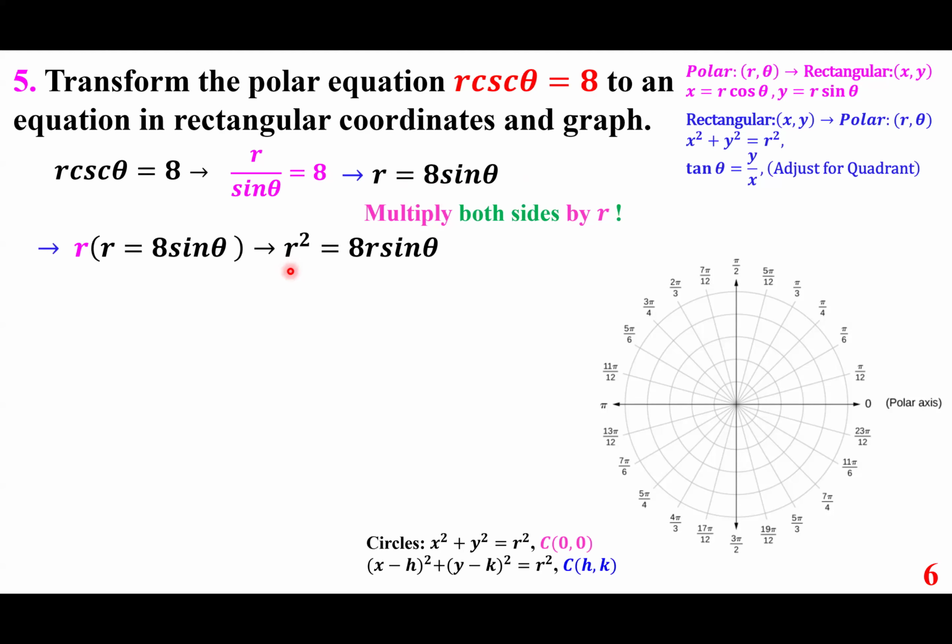r squared is x squared plus y squared, 8 r sine theta is 8y. So we are going to write x squared and y squared, they add up to r squared. y is r sine theta. Therefore, r squared equals 8 r sine theta becomes this.